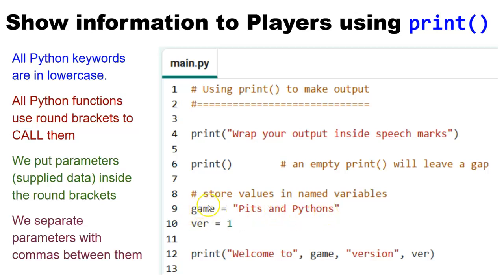So game is like a labeled box in memory, and inside the box we have put the string pits and pythons. So at line 12, when we meet the print command again, the words welcome to will appear on screen. Then it goes and opens the box called game, takes its value out and puts that onto the screen. Then it puts the word version because that's wrapped inside speech marks, so that will appear directly. And then ver is a different box with the value 1 inside it.